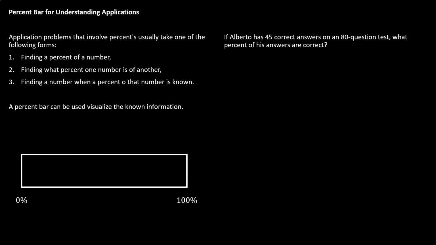Let's try another problem. Here we're talking about Alberto. He has 45 correct answers on an 80-question test. And if you're good at calculating percents, maybe you already know what his percentage is, but if that's not something that's immediately quick for you, the percent bar can help us. Remember that the total number of questions is 80, which means 100% all the way at the end of the bar is the 80 questions.